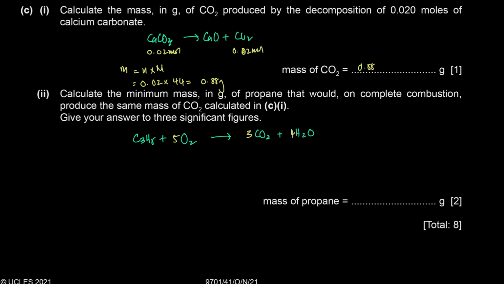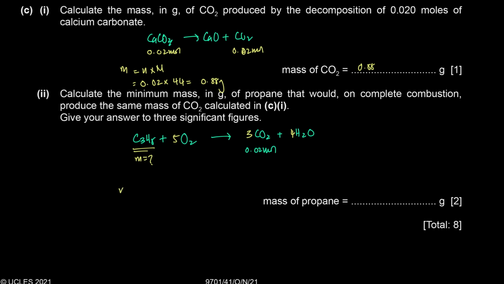And they're asking, what is the mass of propane that I would need to get the same mass of carbon dioxide? In other words, I want to produce 0.02 moles of carbon dioxide, or 0.88 grams. I want to produce the same number of moles of carbon dioxide. So how many moles of propane would I need?